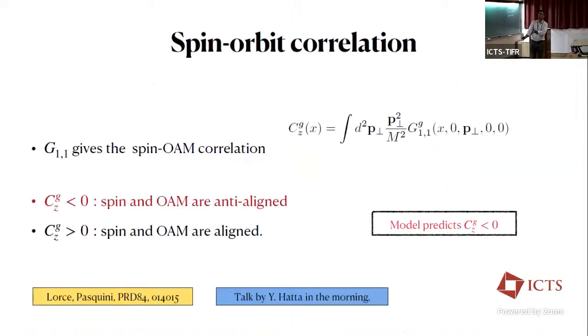And again, from this G11, we get the spin-orbit correlation. This is proposed in this paper. So if this C factor that you get is negative, less than 0, then the spin and orbital angular momentum are anti-aligned. And when it is positive, then you can say that spin and orbital angular momentum are aligned. And in our model, we get that the gluon orbital angular momentum and spin are anti-aligned.